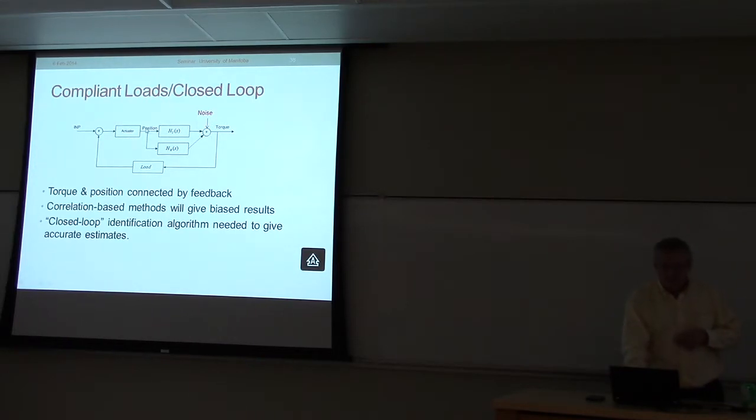This simply shows you that when we make this load compliant, that is small, then the noise we measure in the torque gets fed back to the input. And so we have input and output connected by feedback, and from basically an estimation viewpoint, it runs us into trouble. Anytime you're doing a regression study, you always assume there's no noise on the input. If there's noise on the input, you're in trouble. And that's basically what the closed loop identification problem is.